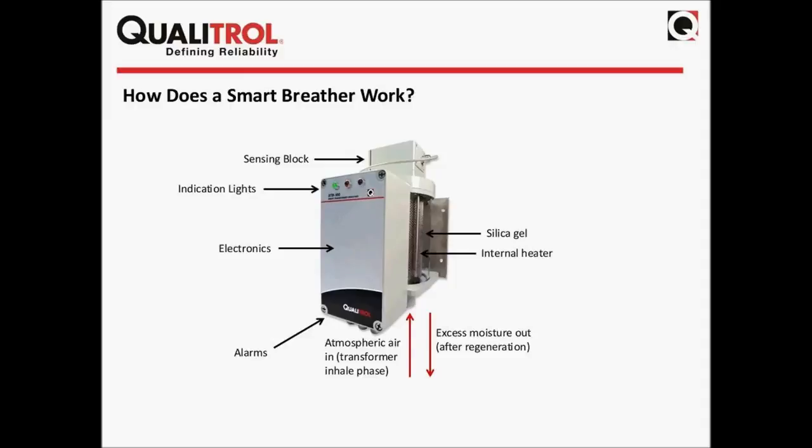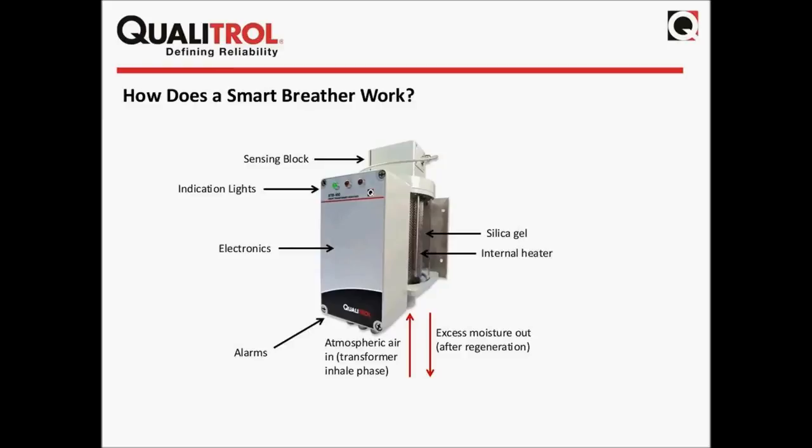In a smart breather, you'll see on the left-hand side on the top, you have a sensing block, and that's where your relative humidity sensor is going to be, and that's what's going to tell the breather when it needs to turn on and when it needs to dry out the silica gel and regenerate. There are indication lights, which I mentioned previously. The indication lights will tell the operator, you see here the green light is on. That means the breather is operating fine. There's also yellow and red lights to tell you if it's in a regeneration mode at the time. So that means that the heater is on and it's driving off the water.